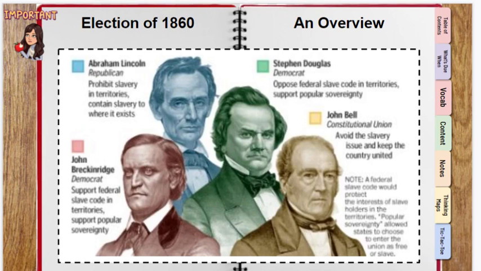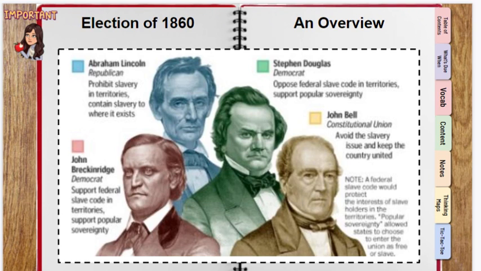John Breckinridge is the other Democratic candidate. He supports the federal slave code in territories and supports popular sovereignty as well. And then we have John Bell, who is a part of the Constitutional Union Party, which will only exist for this election, and he wants to avoid the issue of slavery altogether and keep the country united.